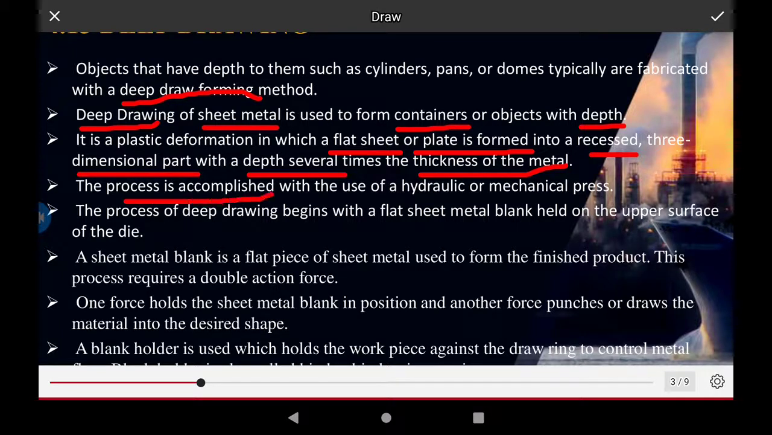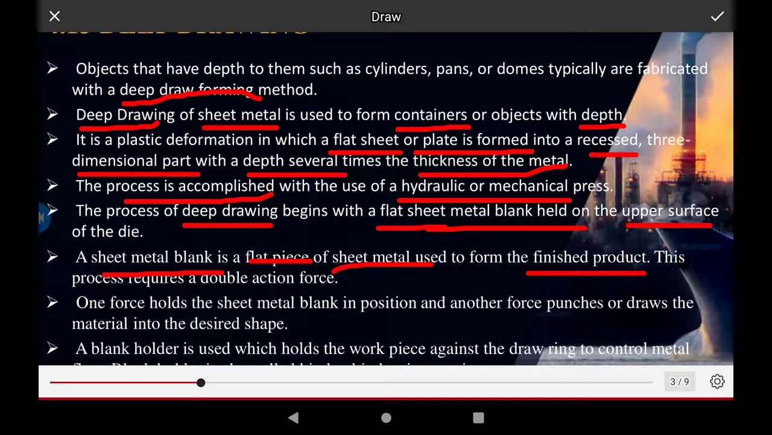The process is completed with the use of a cylindrical mechanical press. At the beginning of the drawing process, the flat sheet metal blank is held on the upper surface of the die. The sheet blank is the flat piece of sheet metal used for finishing the product. This process uses double action forces. One holds the sheet metal blank in position and another force, the punch, draws the metal into the die.